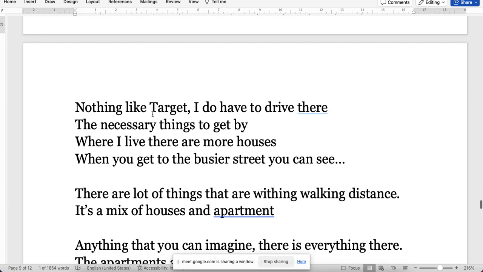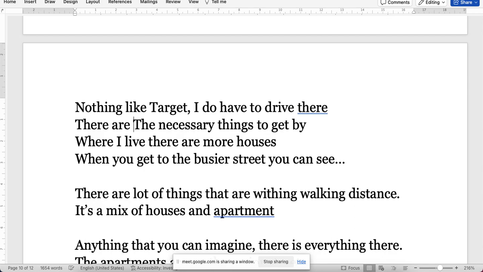Acuérdense que ya dijo, nothing like Target. Target es un almacén muy grande, y uno similar sería el Costco. That would be a good example, yes. I do have to drive there. Tengo que manejar para llegar allá. Este es un buen referente. Pero entonces digo, there are the necessary things to get by. Este to get by es como para arreglárselas, una expresión que significa para la subsistencia básica. Subsistir, get by. Where I live, there are more houses, donde yo vivo hay más casas.